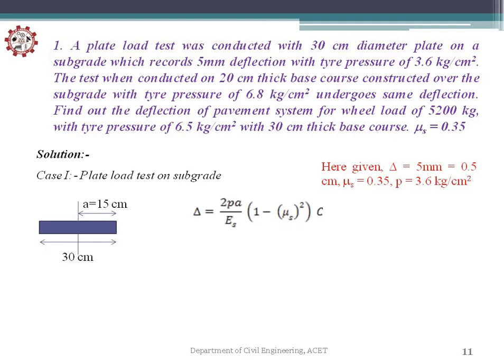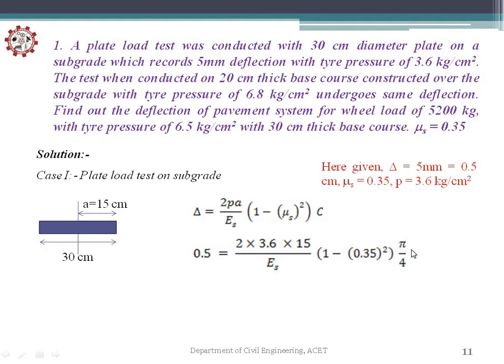So this is the deflection formula. Delta equals 2 p a upon Es, 1 minus mu s square into C. So Es is the modulus, mu is Poisson's ratio, C is the factor which is considered when you are taking the value with respect to flexible pavement. So 0.5 delta is given to you, 2 into 3.6 p, tire pressure, a is 15 as D is 30, Es is not known to us, we need to calculate, and 1 minus 0.35 square into C value.